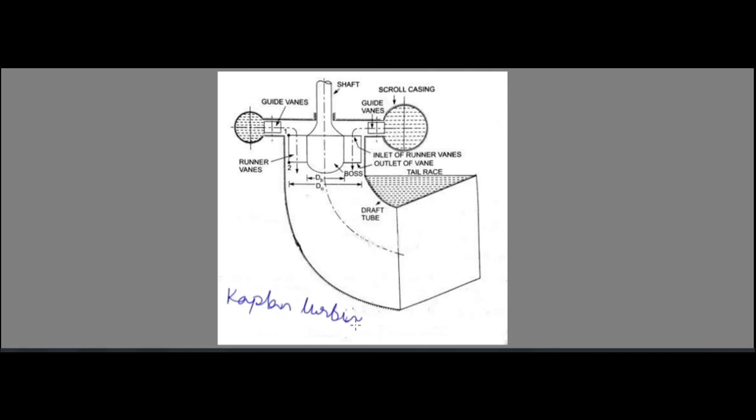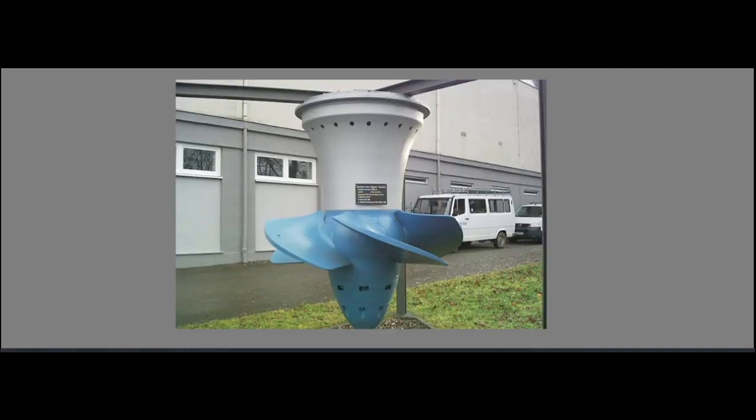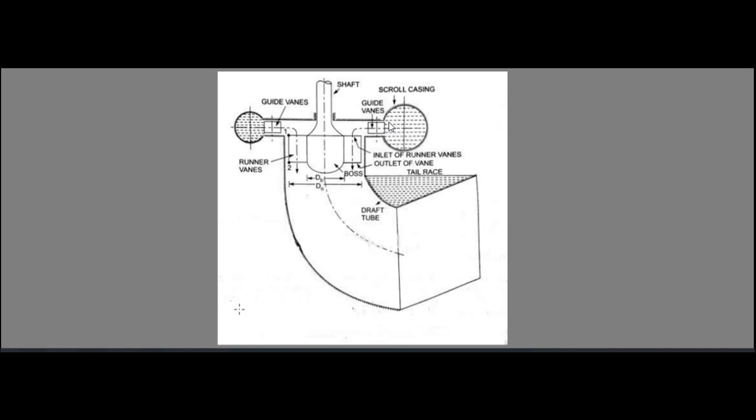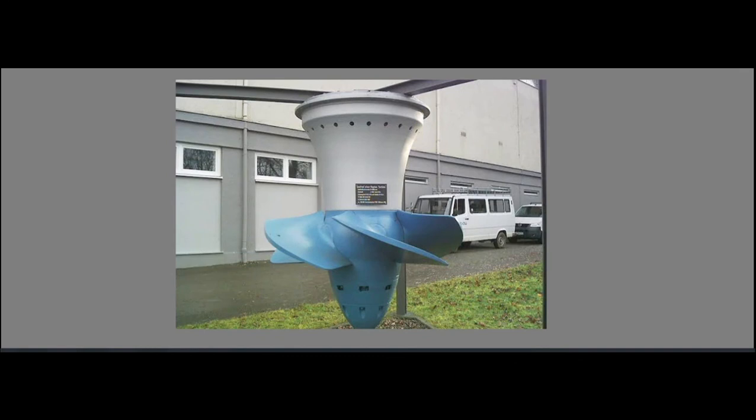Once again, this is the Kaplan turbine. You can see here that in the previous figure it was not shown that the cross-sectional area is decreasing. Here it is shown that the cross-sectional area of the scroll casing is decreasing and the cross-sectional area of the draft tube is increasing. Once again, these are the blades of a Kaplan turbine, and this one is called the boss, on which the blades are installed.